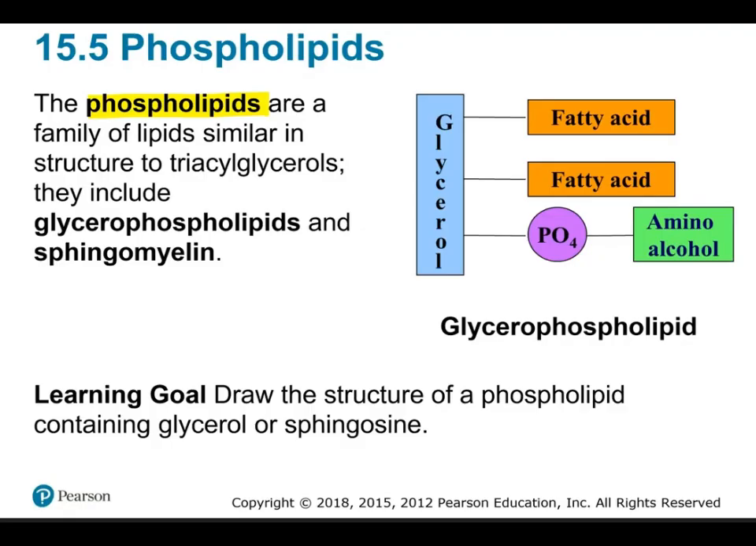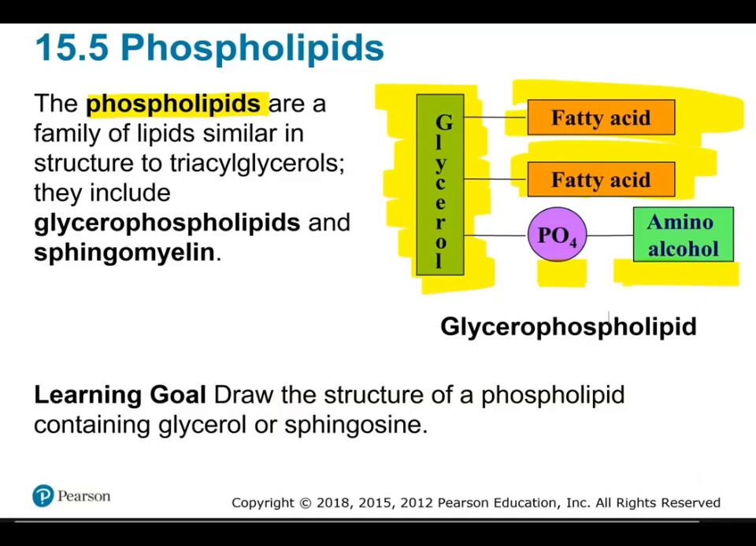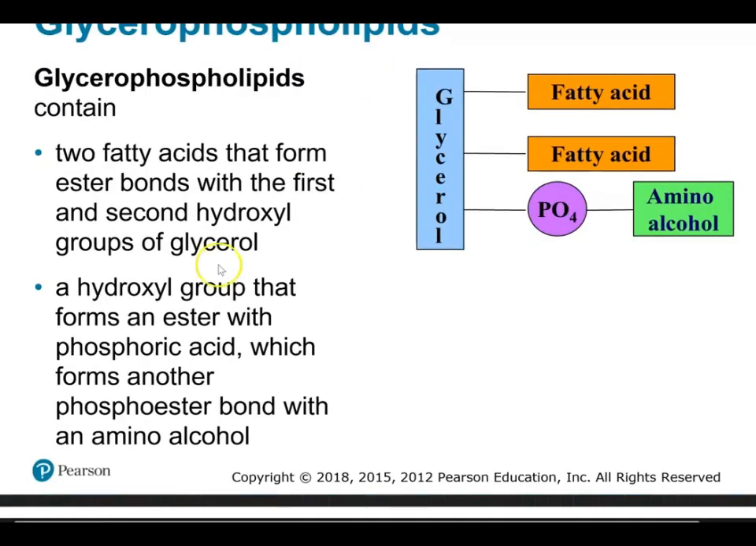So phospholipids consist of glycerol, 2 and not 3 fatty acids like in triacylglycerols. And then the phosphate group, which is connected to a so-called amino alcohol. So the bonds that you see here are all ester bonds. Remember our definition of an ester bond.